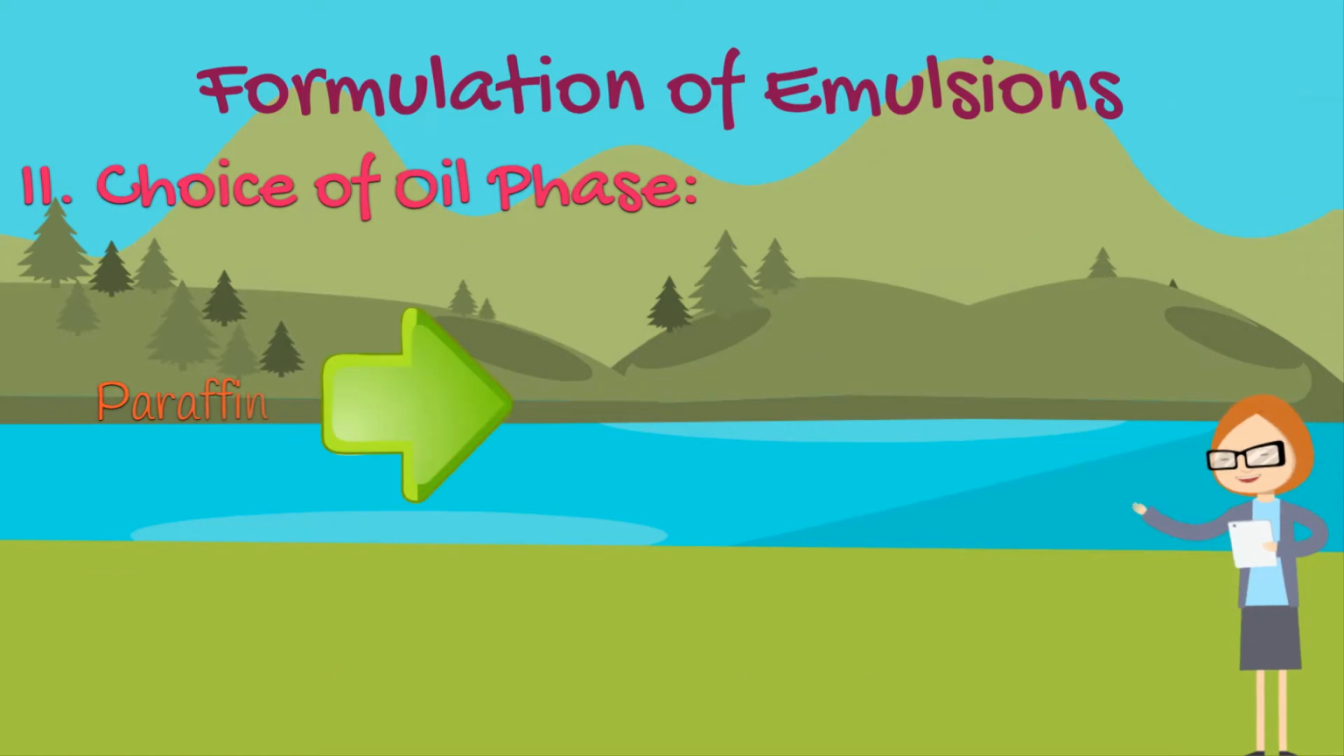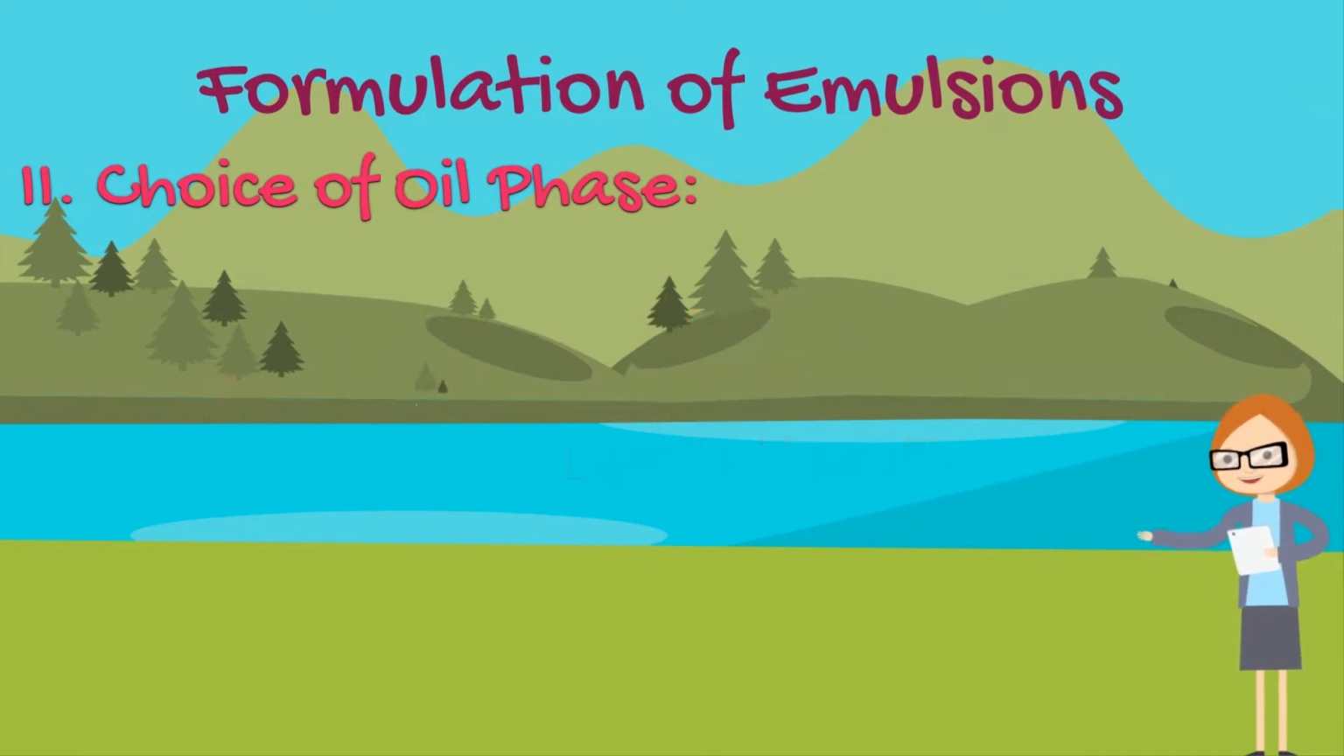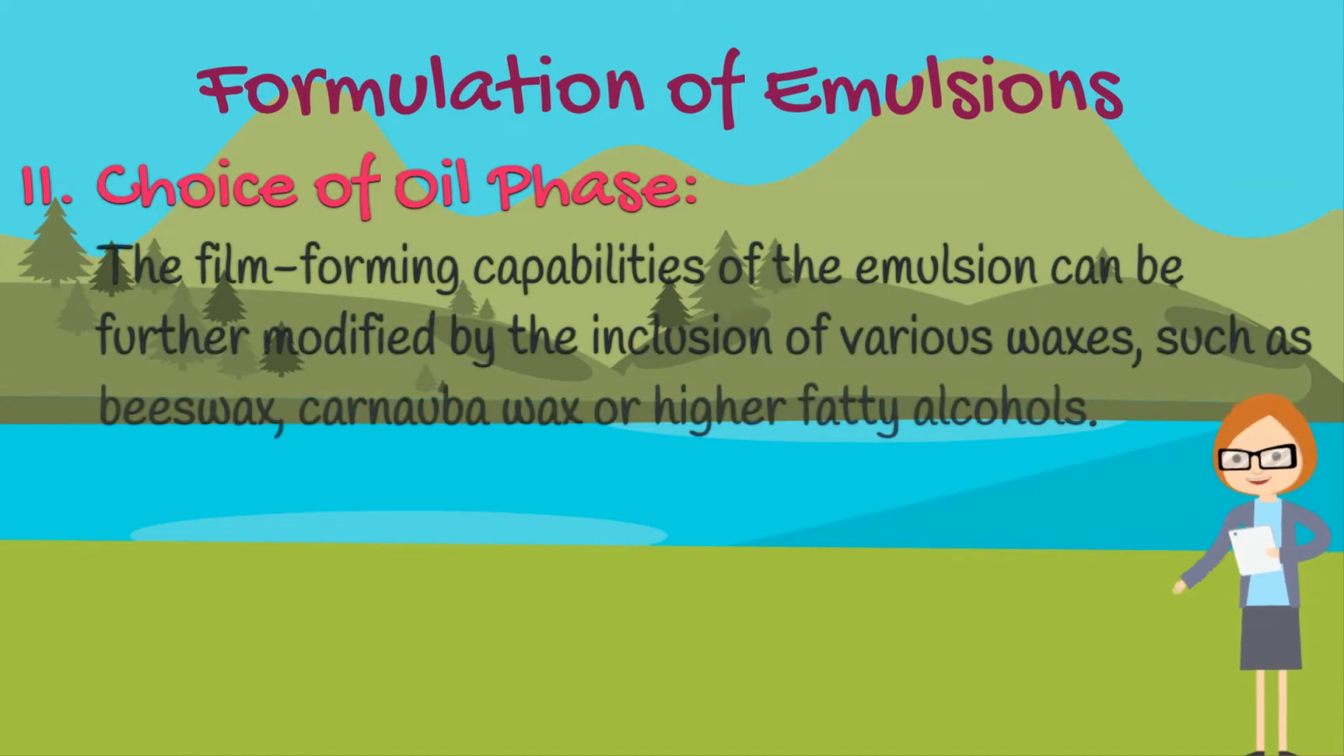One of the most widely used oils for this preparation is liquid paraffin. This is one of a series of hydrocarbons that also includes hard paraffin, soft paraffin, and light liquid paraffin. They can be used individually or in combination with each other to control emulsion consistency. The film-forming capabilities of the emulsion can be further modified by the inclusion of various waxes, such as beeswax, carnauba wax, or higher fatty alcohols.